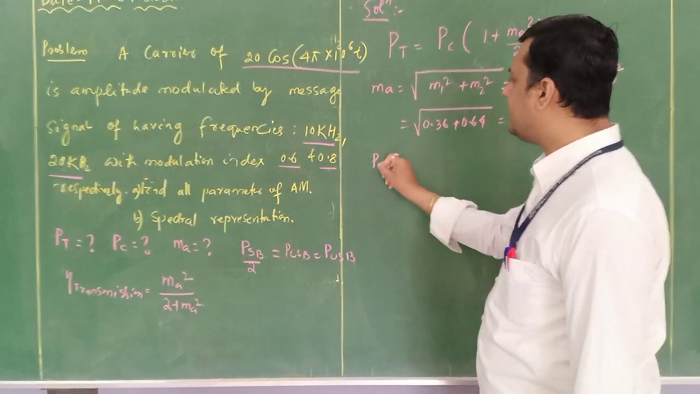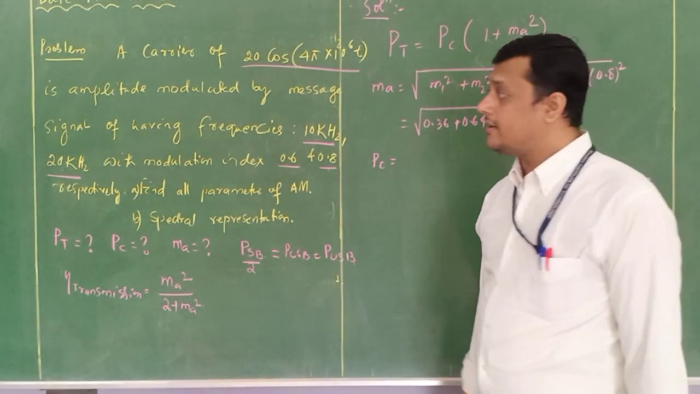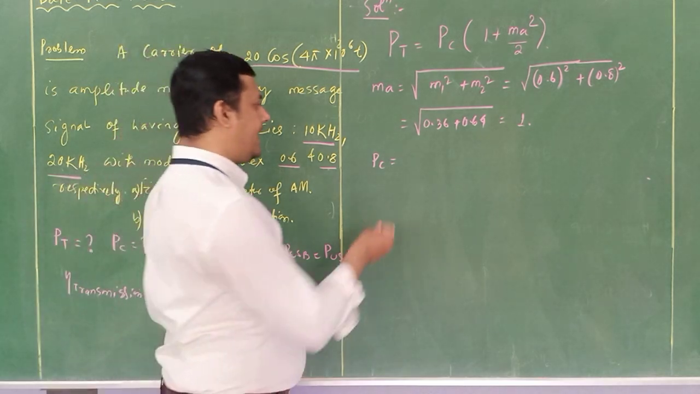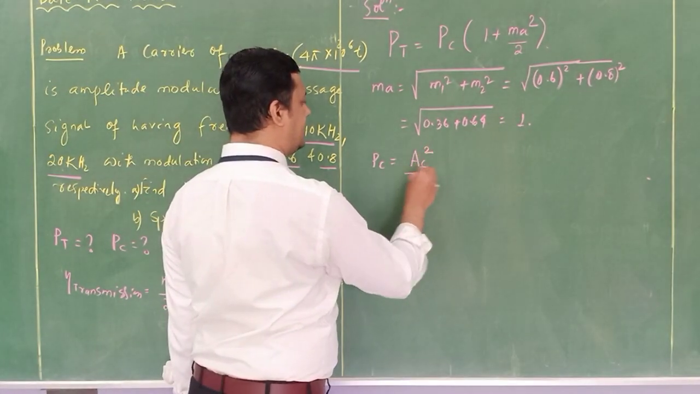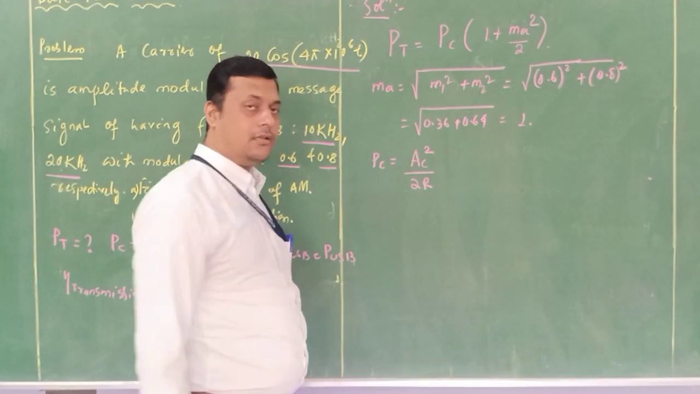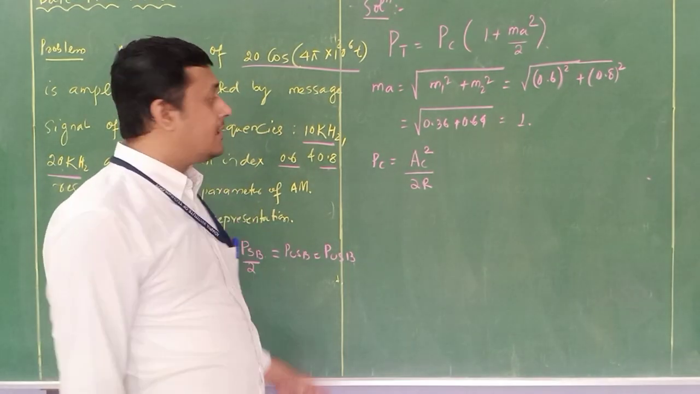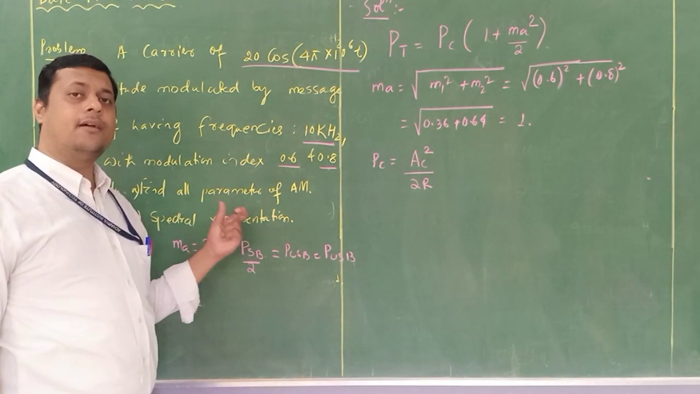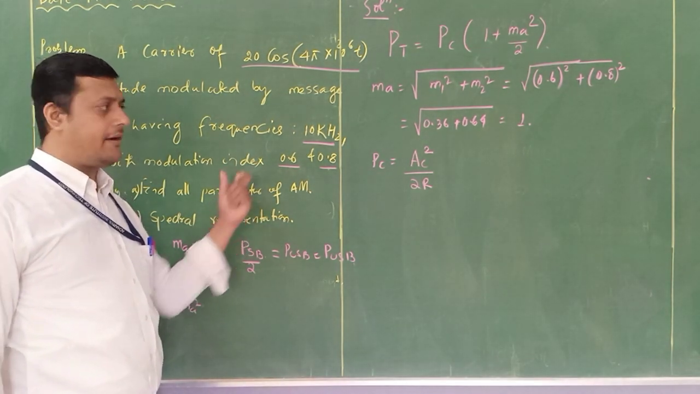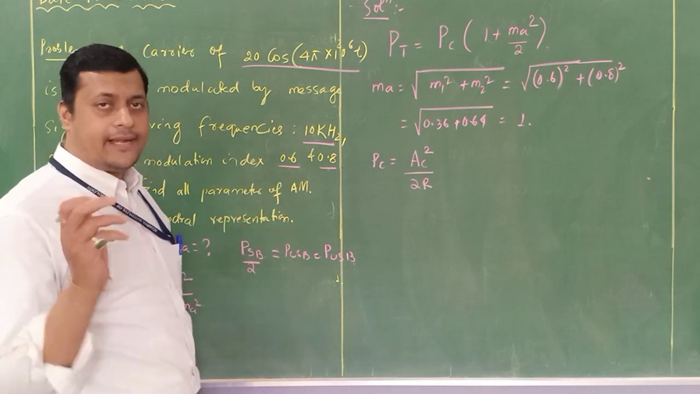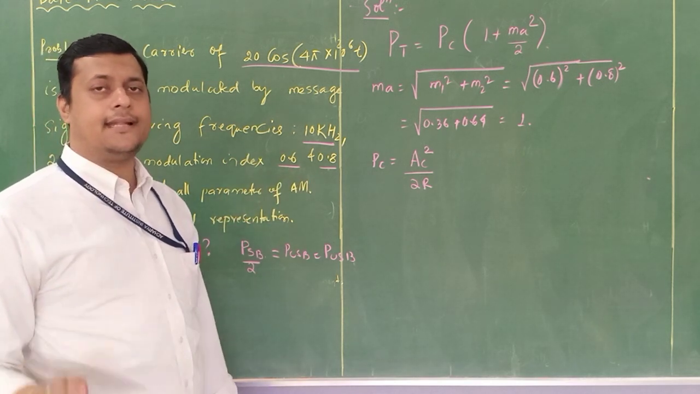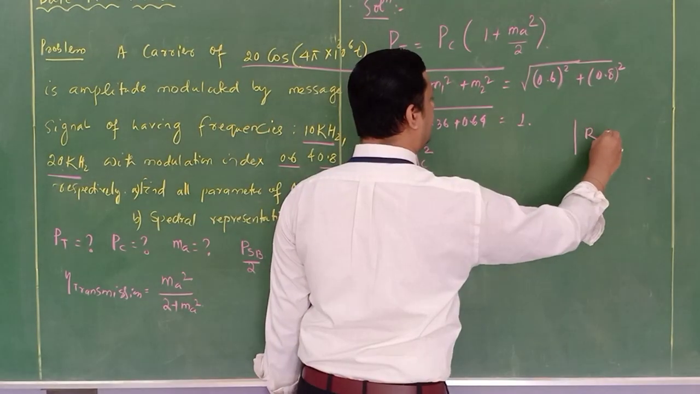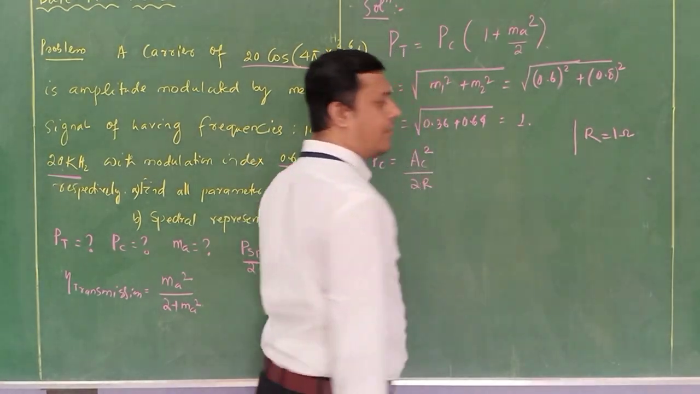Next we have to calculate the carrier power. Now here one more important thing: when we are calculating the carrier power, as our relation says, it is AC square by 2R. Done. This R is the antenna resistance. If the antenna resistance is not given in the question in your exam, then by default you have to take the antenna resistance as 1 ohm. So here, with no information, you have to consider the resistance of the antenna as 1 ohm.